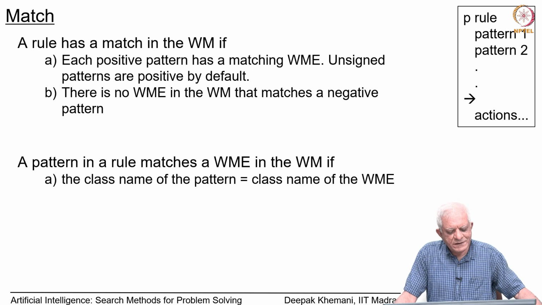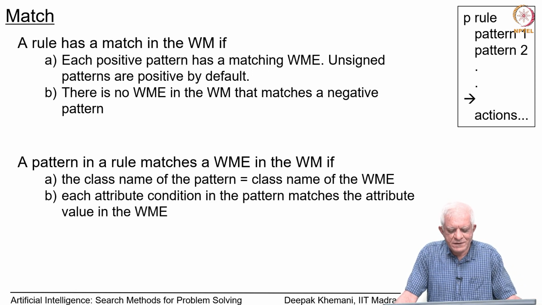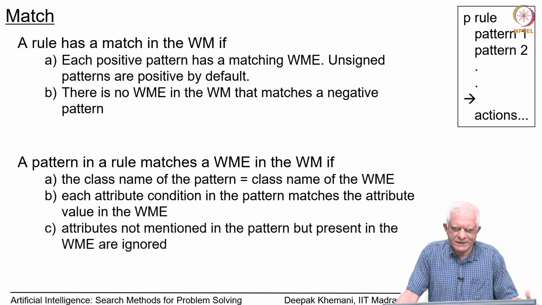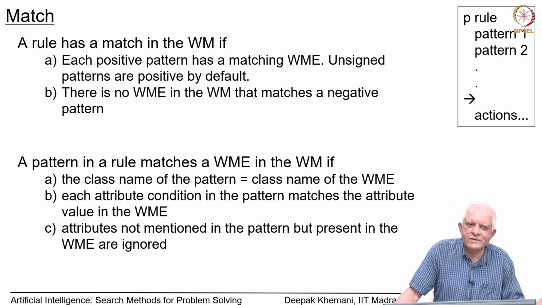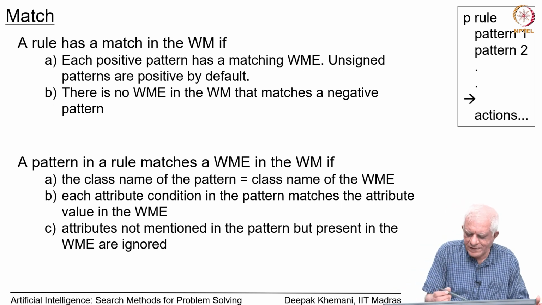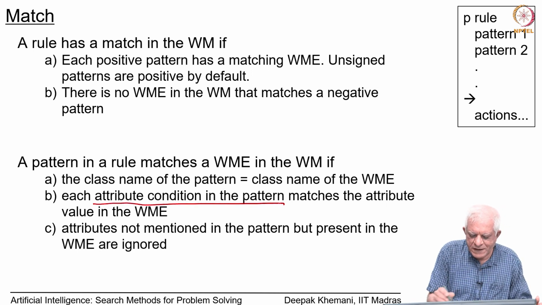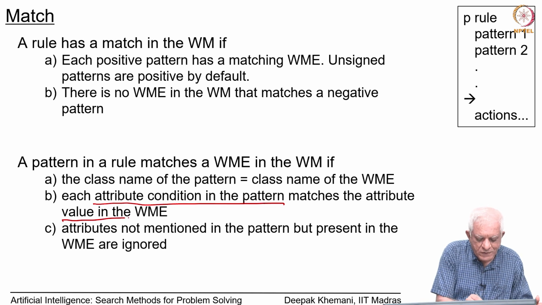So, a pattern in a rule matches a working memory element if the class name of the pattern is the class name of the working memory element. That is the first thing beyond which you will not proceed, and each attribute condition in the pattern matches the attribute value in the working memory element. So, notice the difference here. We are talking about attribute condition in the pattern, and we are talking about value in the working memory element.